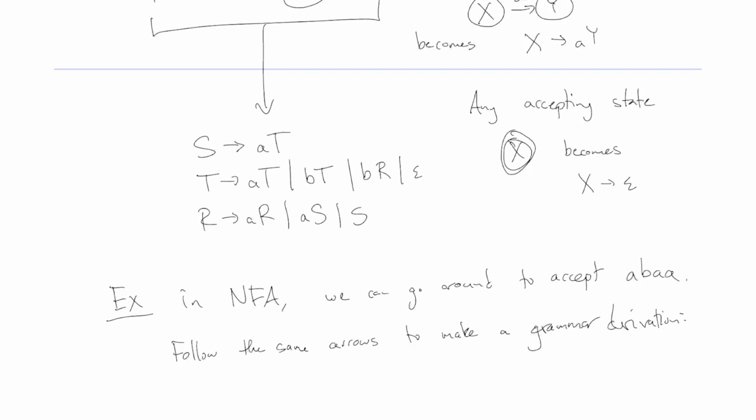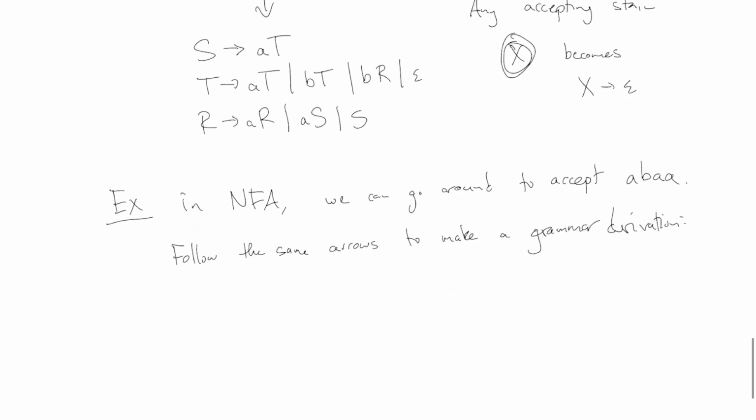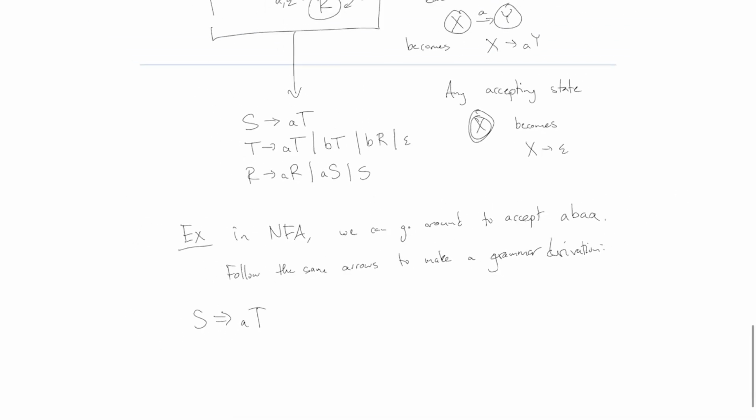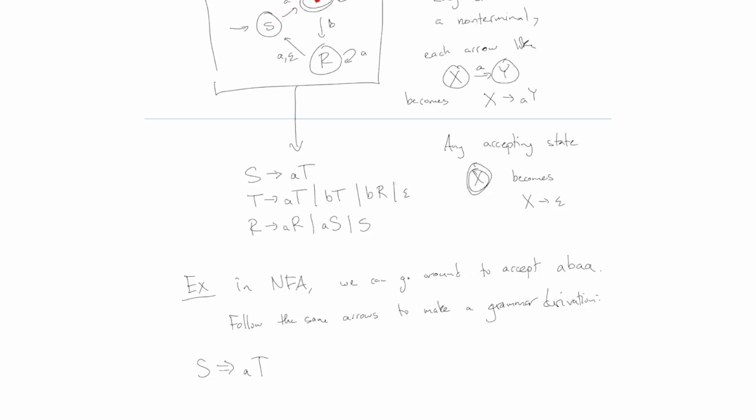So how do we get A, B, A? We must begin with S, the starting state, which is the starting symbol in the grammar. The only thing you can do with S is S goes to AT, so I must begin like that. That corresponds to this arrow right here in the diagram. Next, I have many choices about what to do with this T, but my advice is to follow the same arrows around the diagram.